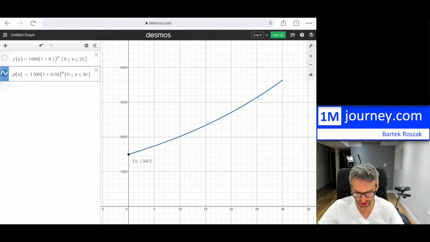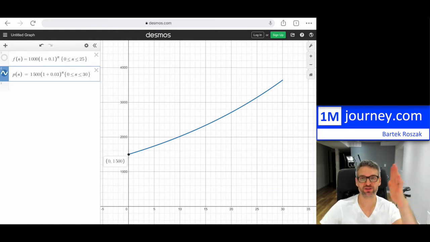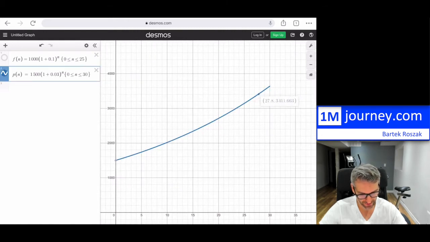So we're starting off here at 1,500, and then the population is just going to slowly grow as we keep going. Slowly, it's still exponential, but it's at 3%. If we didn't cap this at 30, I'm actually curious what would be the population here. At 30, it's already 3,600.